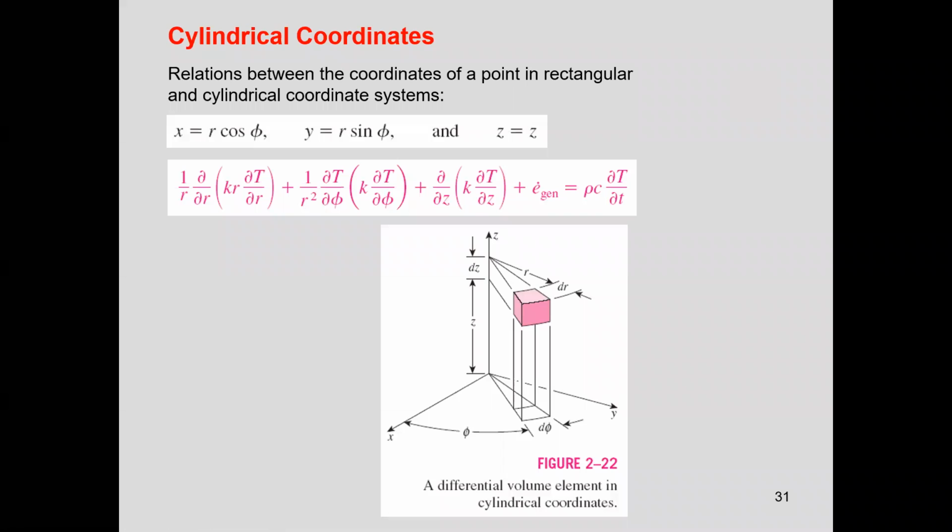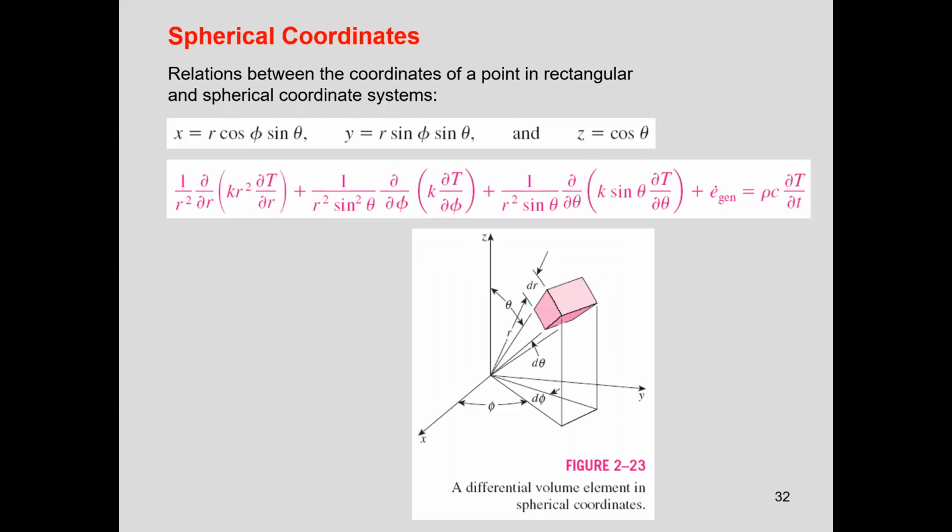While dealing with cylindrical coordinates, we can simply use the relations between the coordinates at a point in rectangular and cylindrical coordinate systems. For spherical coordinates, we can also use the relations between the coordinates at a point in rectangular and spherical coordinate systems.